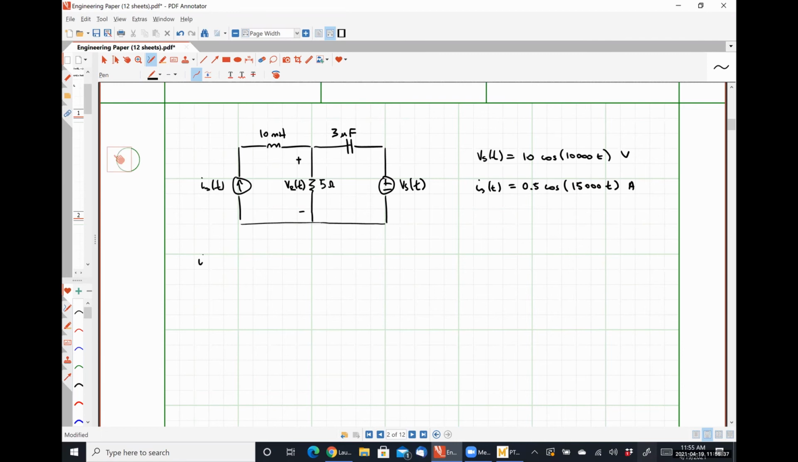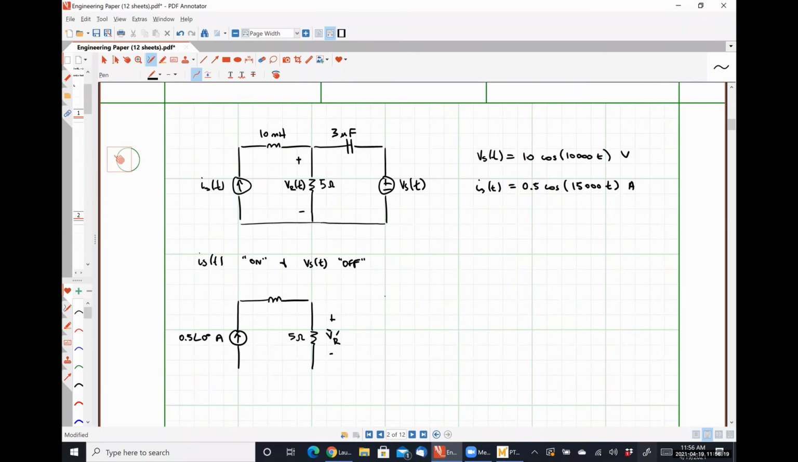Let's say that we have IS of t is on and Vs of t is off at first. So in the frequency domain, this would look like 0.5 angle 0 degrees amps. We have our inductor, which will calculate its impedance momentarily. We have our 5 ohm resistor, over which we're going to solve for a voltage VR prime.